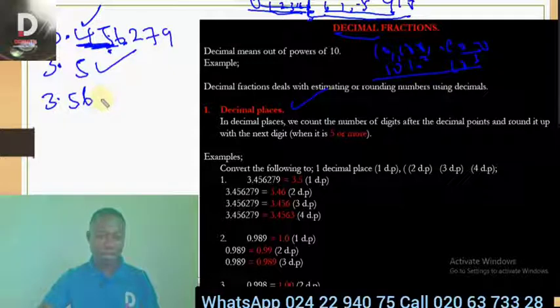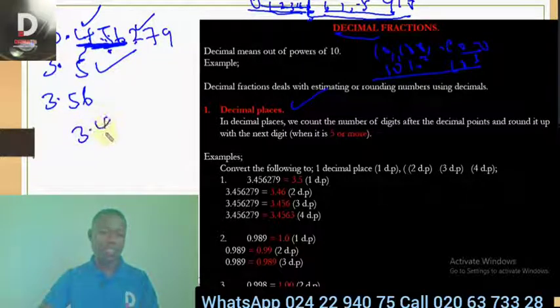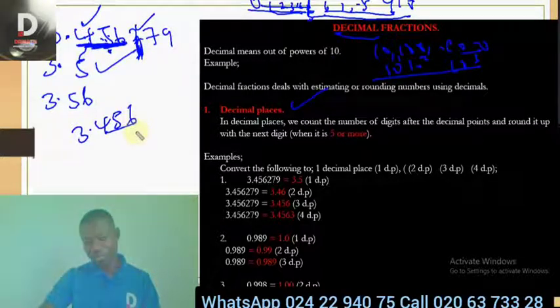2 decimal places. 3 decimal places. I'll pick this number. 1, 2, 3, 6. Look at the next number. It's 2. It's less than 5, therefore it cannot round up. So I'm asked to convert this to 3 decimal places. 1, 2, 3. It is 3.456 to 3 decimal places. Because this 2 is not up to 5, it cannot round up.